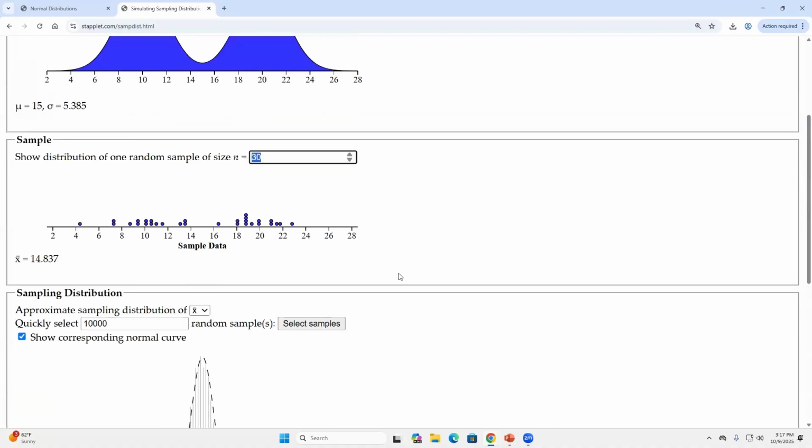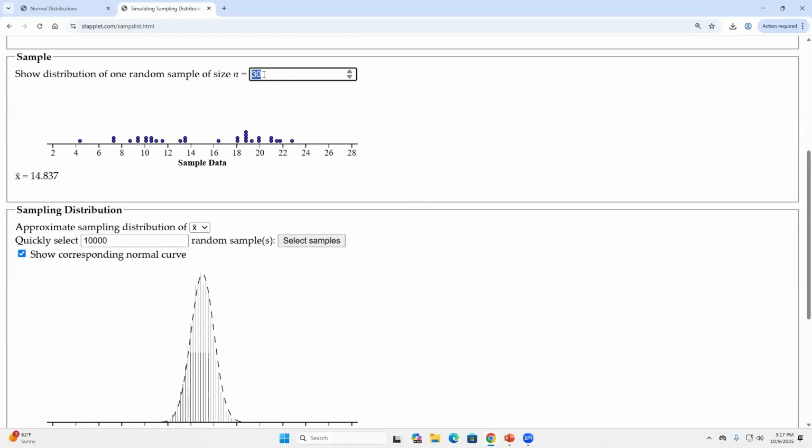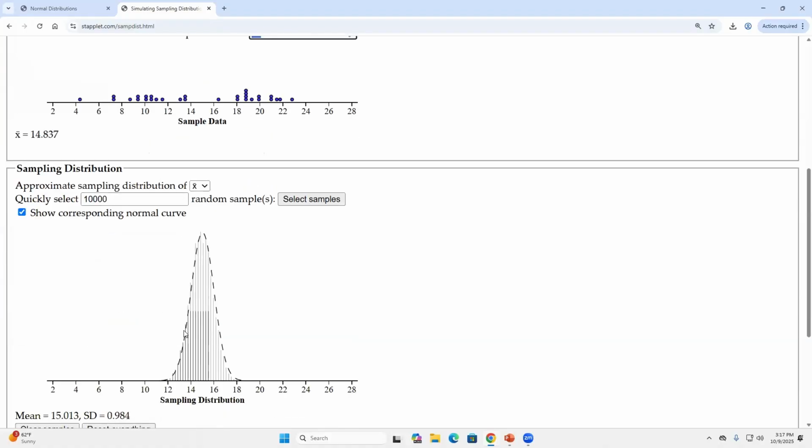So as long as you have a sample size, and again, typically the rule of thumb is that if it's beyond 30, regardless of the shape of your population distribution, you're safe, your sampling distribution will be normal. But as long as you have that sample, you will be dealing with a normal distribution.